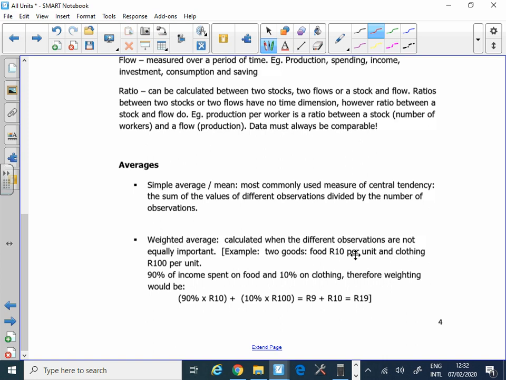Weighted average is calculated when the different observations are not equally important. Example, two goods, food at 10 rand per unit and clothing at 100 rand per unit. 90% is spent on food and 10% on clothing. So the weighting can't really be equal.